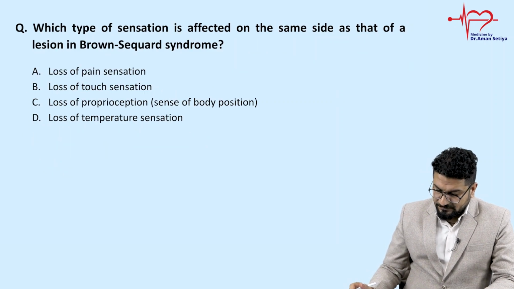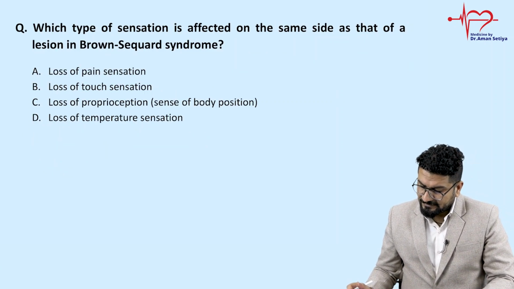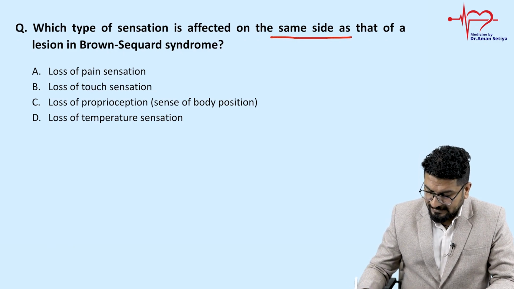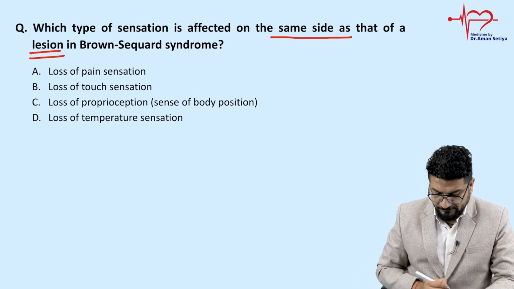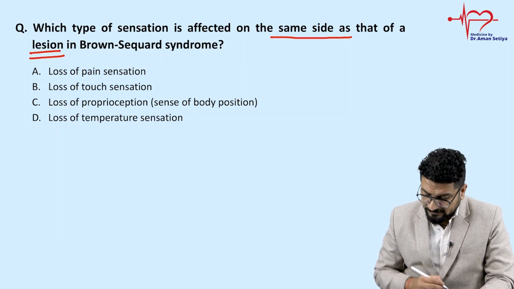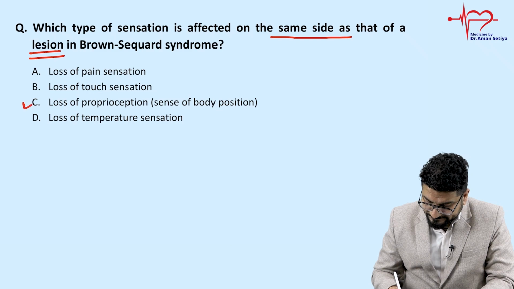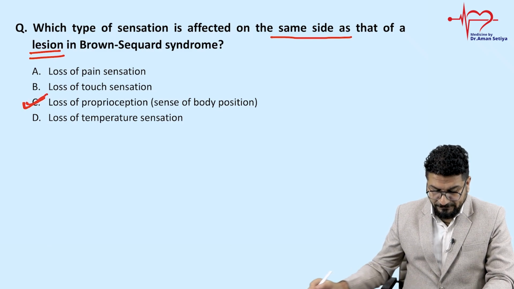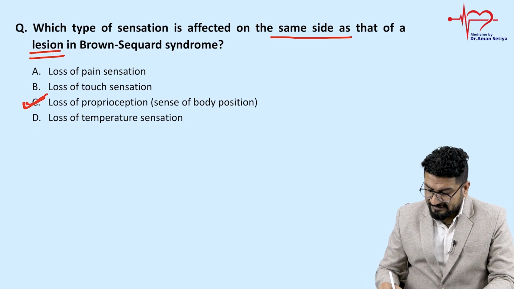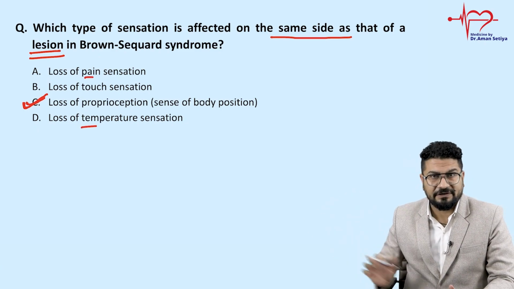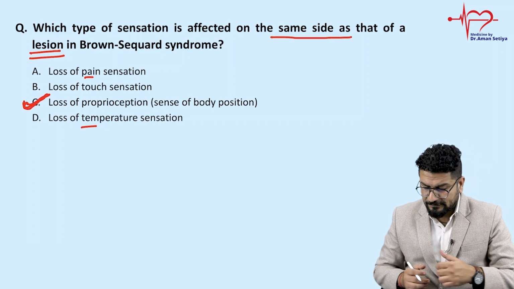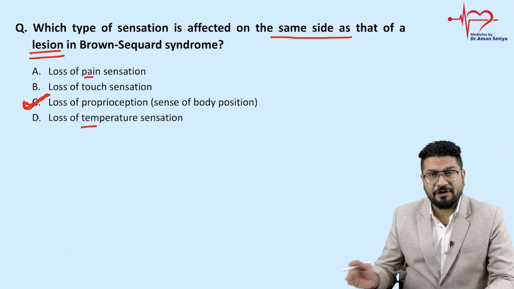Okay, coming to next question, that is which type of sensation is affected on the same side. So they are asking you sensation affected on the same side as that of lesion in Brown-Séquard syndrome. So understand this, in Brown-Séquard syndrome, what you will see is a loss of proprioception on the same side, right? And what else you will notice? On the opposite side, you will see there will be loss of pain and temperature. Pain, temperature, this will be on the opposite side. So again, this is a straightforward question. This has been asked a lot of times. That is loss of proprioception or sense of body on the same side.